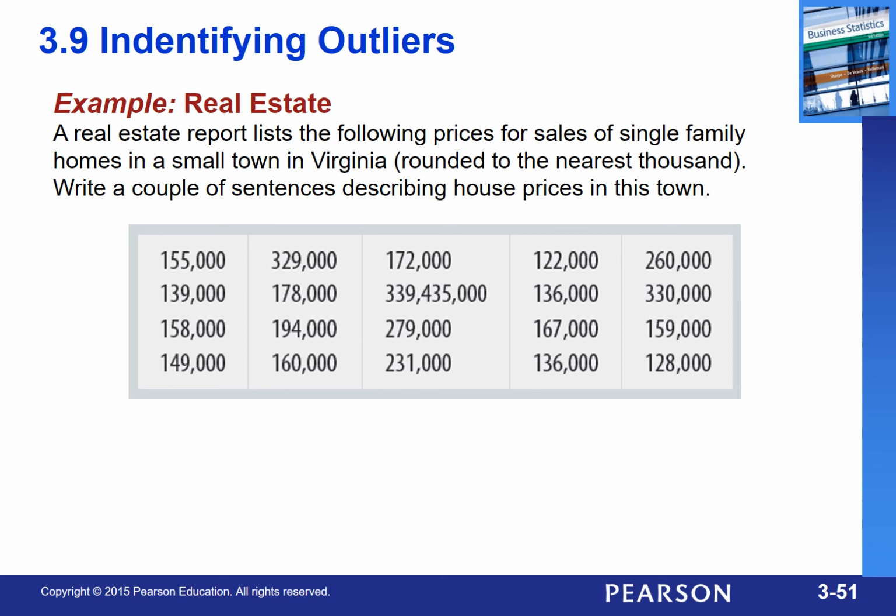Alrighty. Let's look at an example with real estate, a little bit different here. So if you look at a small town in Virginia, I'm rounding everything to the nearest 1,000 to make this a little bit easier. We're going to take this data and write out a couple of sentences describing the housing prices for this town. I'm hoping you immediately have some red flags being thrown up about one of the values in particular that's showing up in this data set.